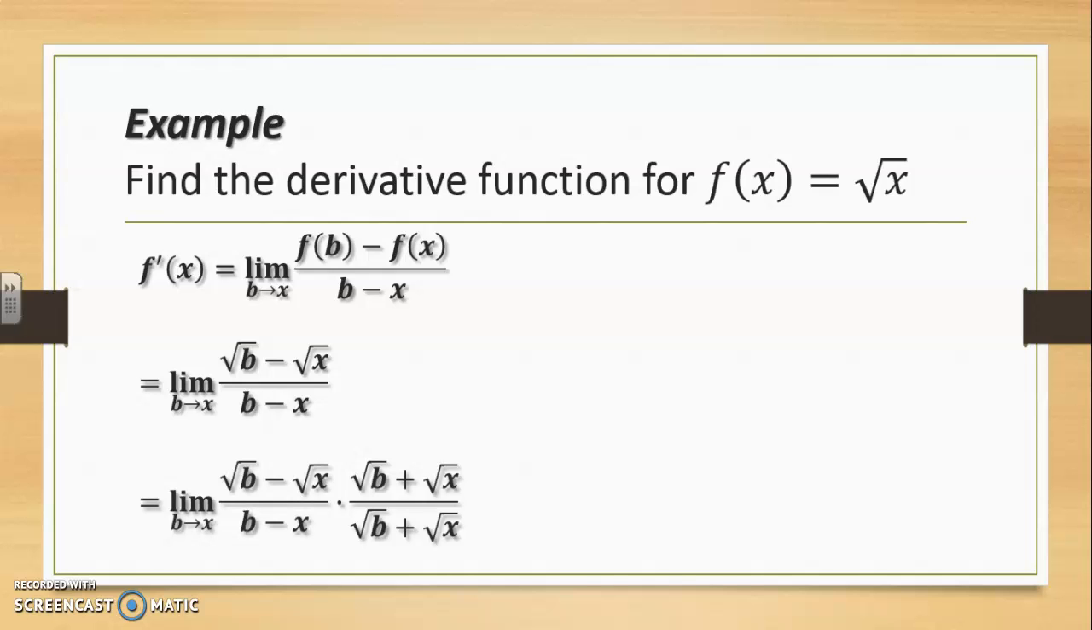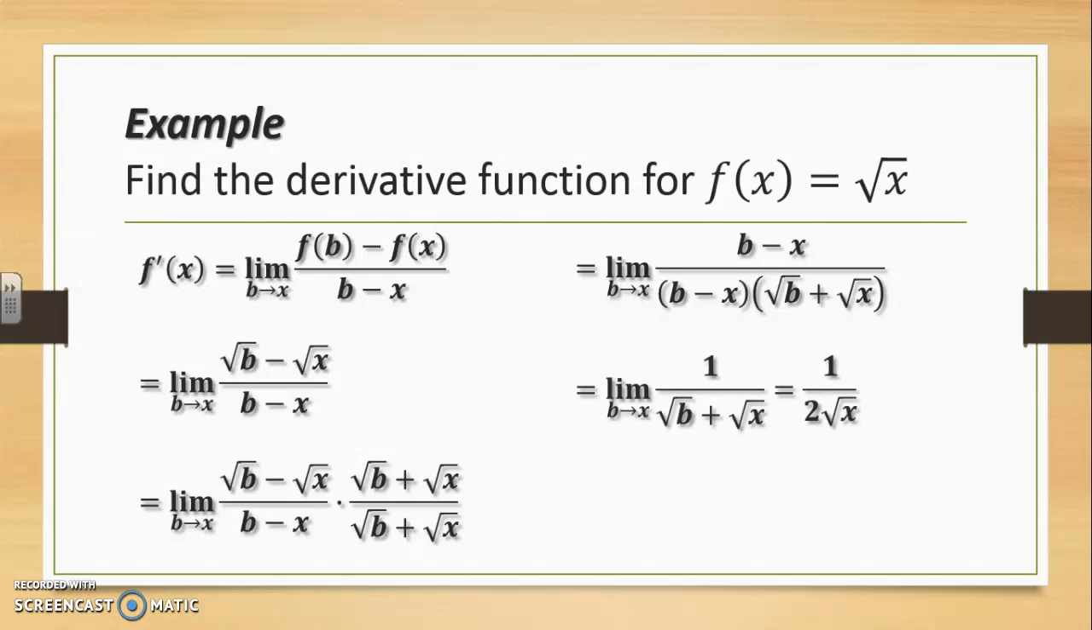The 0 over 0 form that we had in the previous step can be solved by using rationalization. So I'm multiplying above and below by the conjugate of root of b minus root of x. By expanding, a common factor b minus x is obtained and can then be eliminated. As b heads towards x, the quotient 1 over root b plus root x will turn into 1 over 2 root of x. And here is our rule for the derivative of this function calculated at an arbitrary point x.